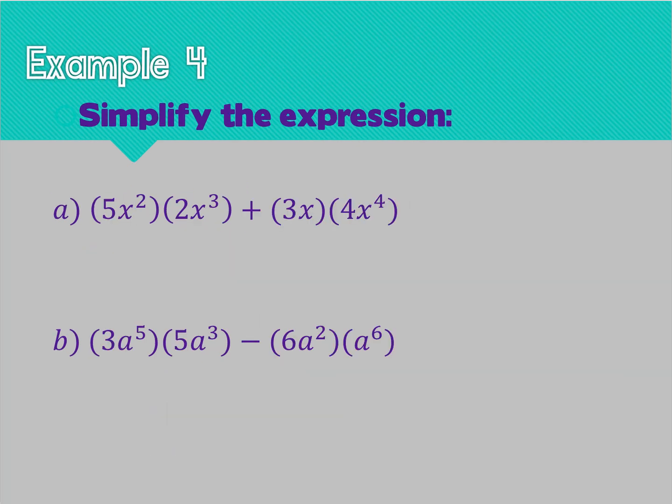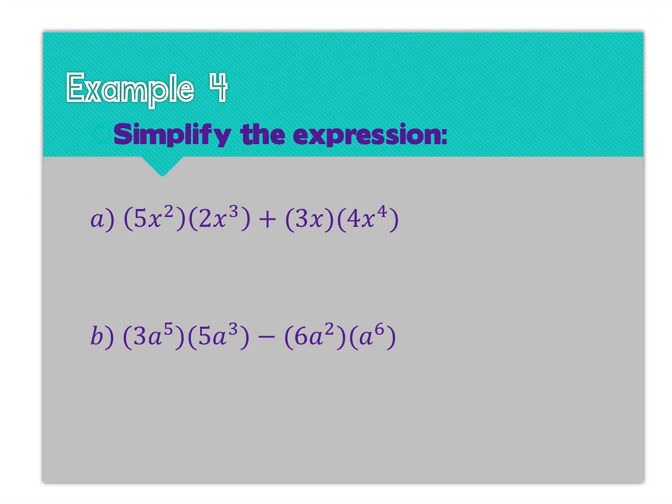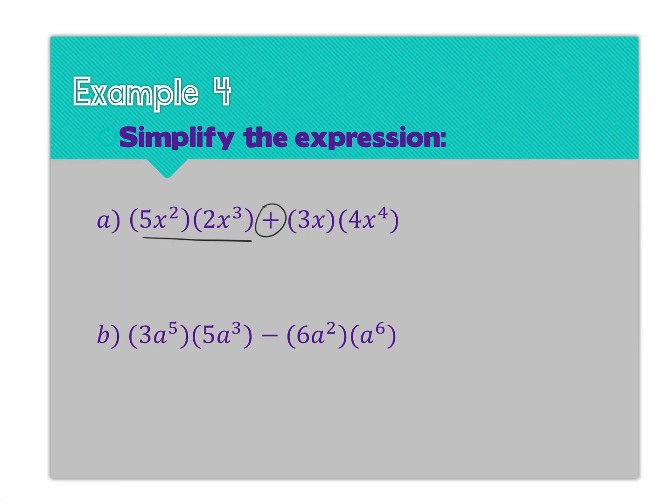So here we're just going to simplify expressions. Notice none of the exponents are outside the parentheses, so it's a little bit easier than that last slide. But again, here we have this left side is being added to this right side. So what we have to do is we have to work on each side. So if we simplify the left side, it's going to be 5 times 2 is 10, and x squared times x to the third is x to the fifth. And then we go and we add the right side. 3 times 4 is 12, and then this is going to be x to the 1 plus 4, or x to the fifth as well.